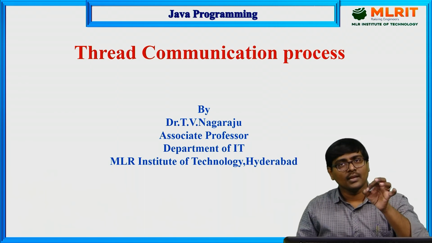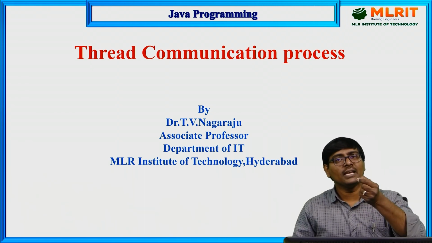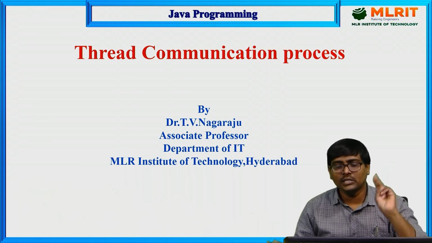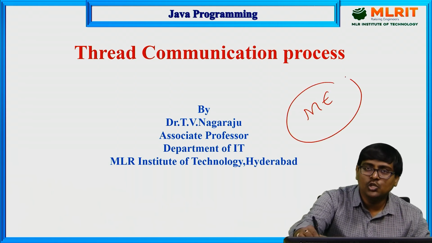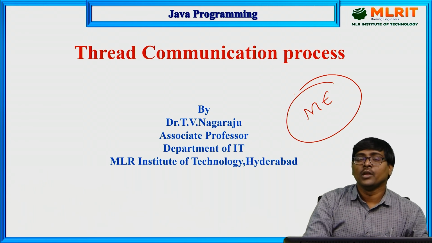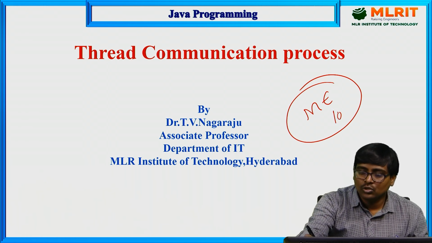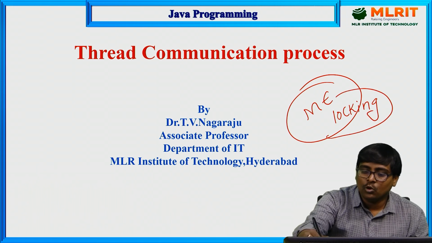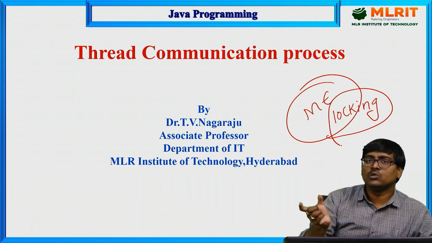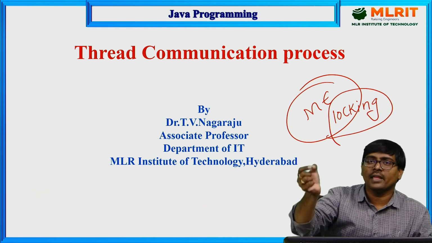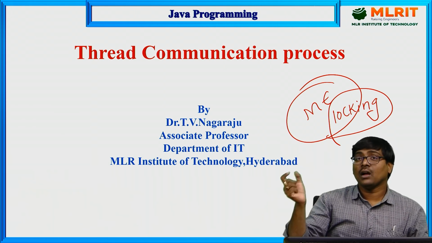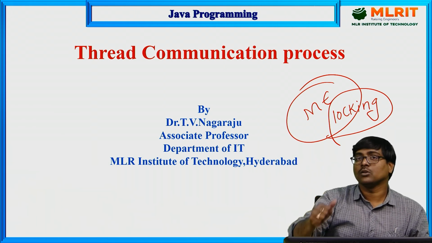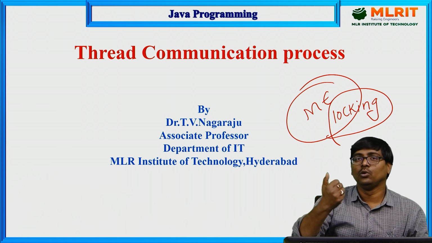Now, how do we achieve synchronization? There are two ways of achieving synchronization. One is mutual exclusion, which is simply called the locking process. It means once we apply a lock on an object, or a lock on a method, or on static components, no other thread is allowed to use it.